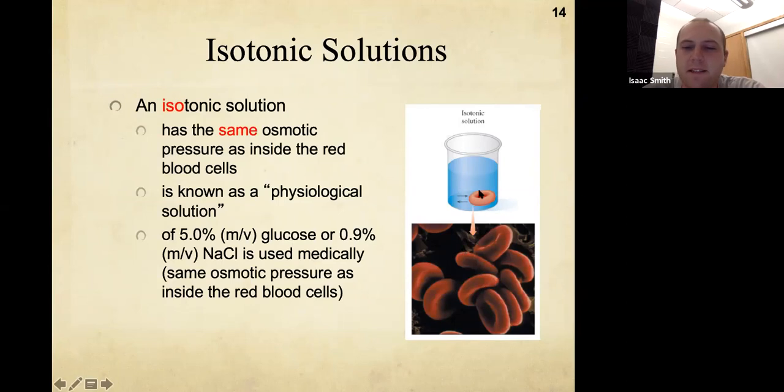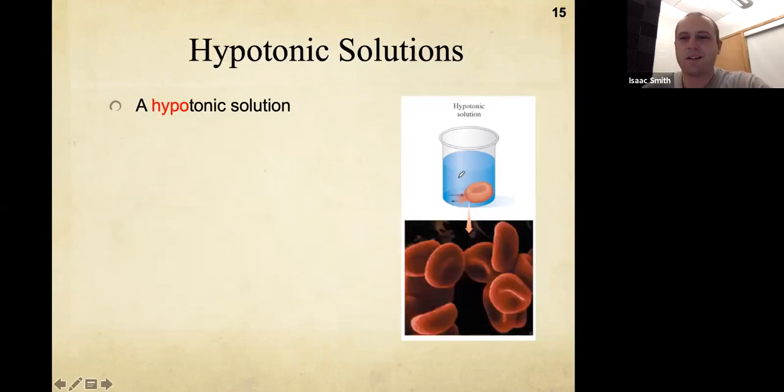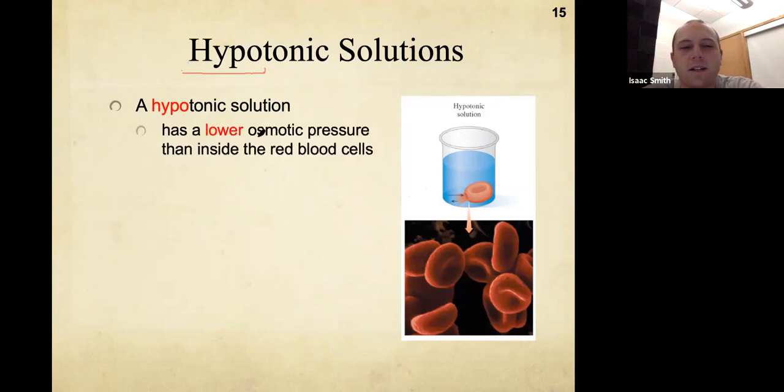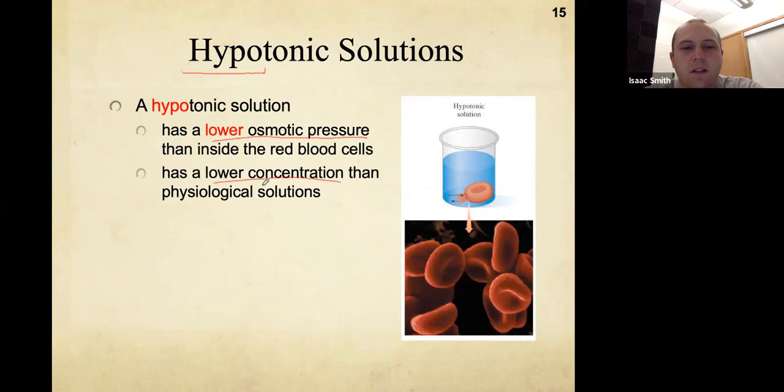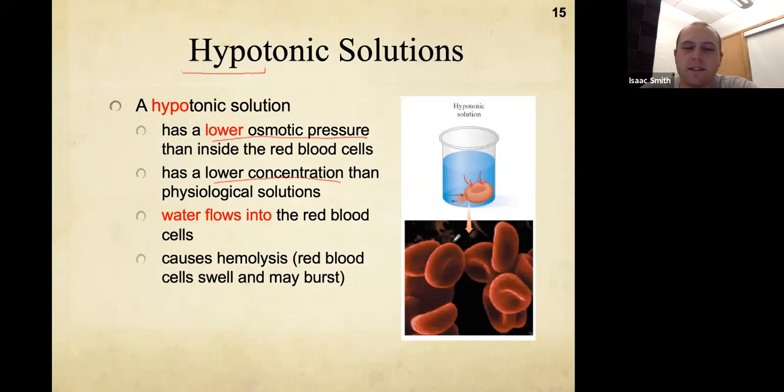basically is unaffected, okay? The other situation is a hypotonic solution. We know hyper is upper, hypo is lower. So that's where the solution has a lower osmotic pressure, a lower concentration, right? Hypo is lower. And because there's a lower concentration on the outside, the water is going to flow into the red blood cell, right? So this causes swelling of the red blood cell. Hemolysis is the technical term, I guess.